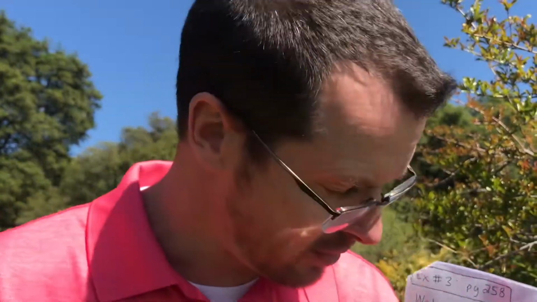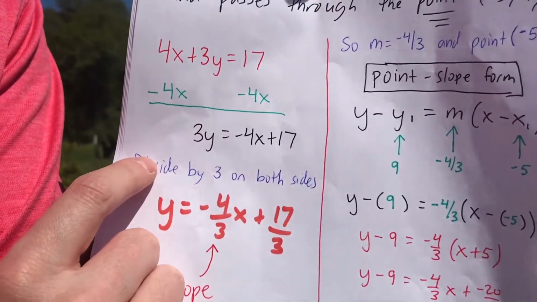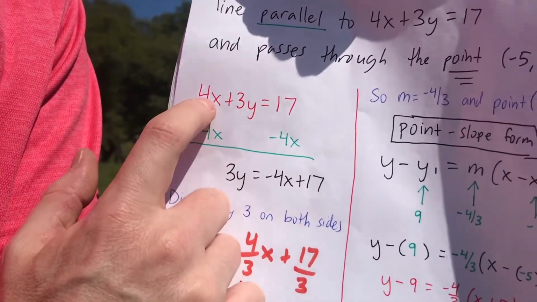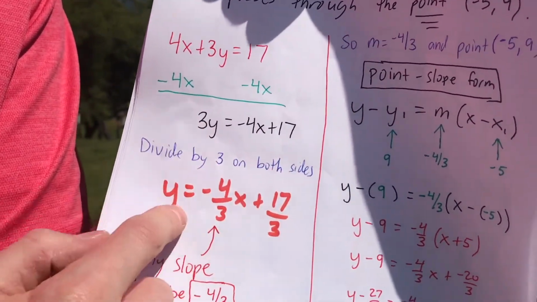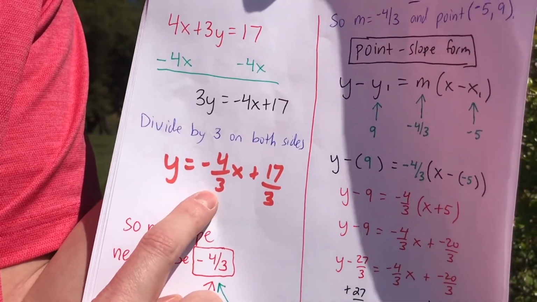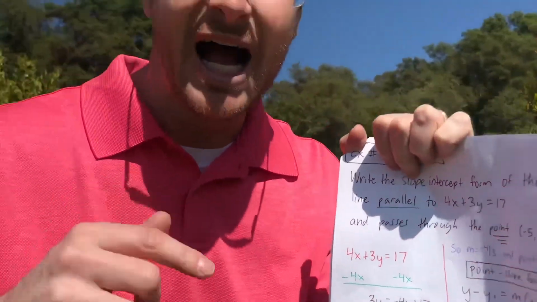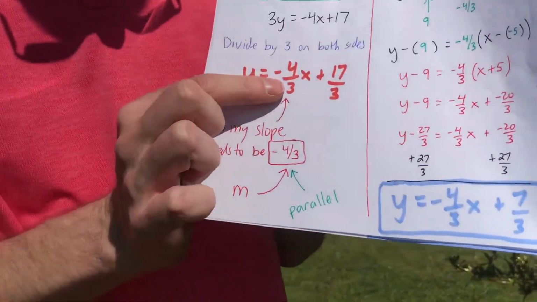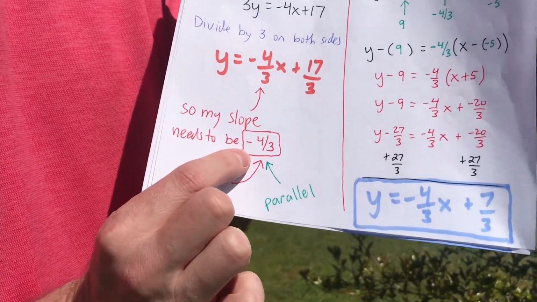I need point-slope form. So what I do is put this into slope-intercept form to find the slope. I get y by itself by subtracting the 4x. I get this here in black. Then I divide everything by 3 on both sides. I get this. This is slope-intercept form. There's my slope of negative 4/3 and my intercept is 17/3. But I need something parallel to that. To find parallel, I need something with the same slope. So I'm going to steal that slope, the negative 4/3. My new slope has to be negative 4/3 because it's parallel.